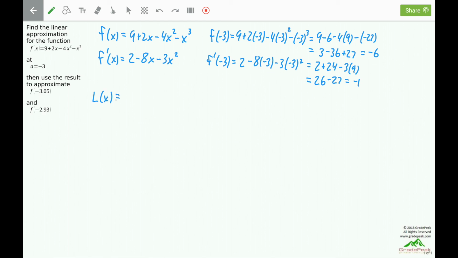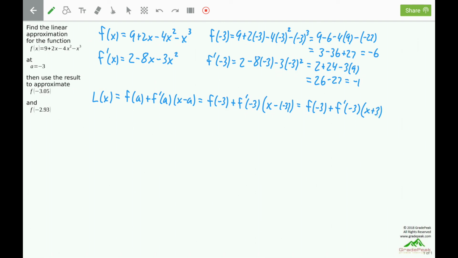The linear approximation formula is f of a plus f prime of a times x minus a. For this problem, a is negative 3, so it's f of negative 3 plus f prime of negative 3 times x minus a negative 3. This will be f of negative 3 plus f prime of negative 3, and then x minus a negative 3 is the same thing as x plus 3.